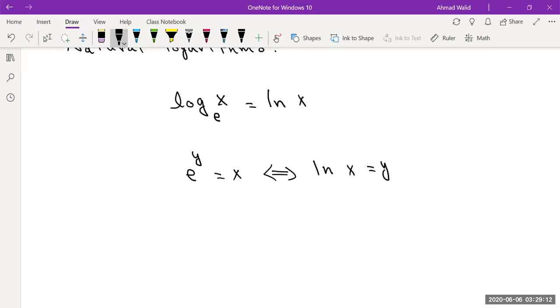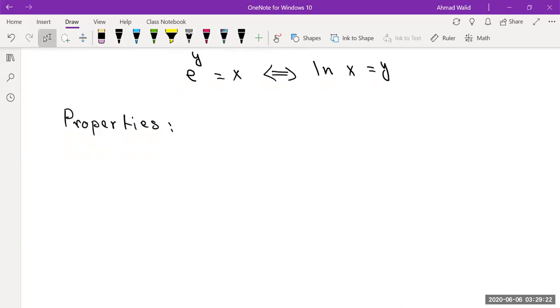We call these functions natural log. The properties of natural log are the same as the properties of logarithms base 10, correct? Only three of them are a little bit different because e is involved. I'll write only those three for you. The rest is the same as the 8 properties of logarithms, correct?